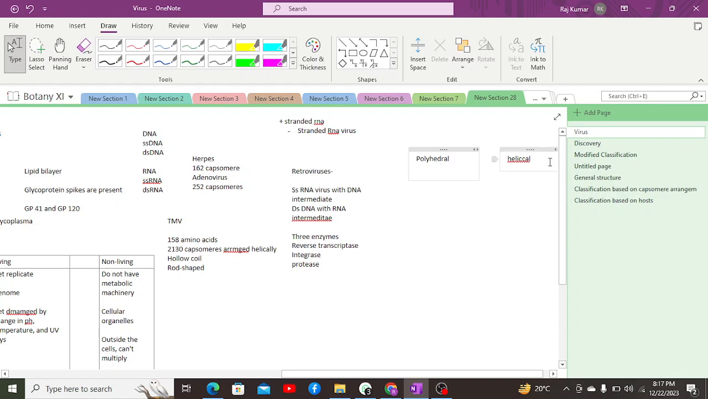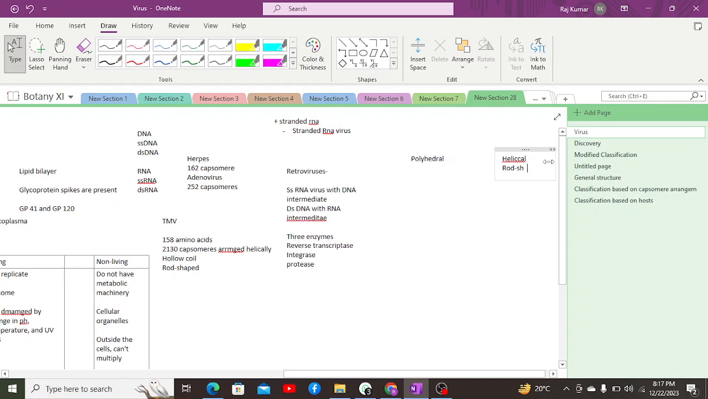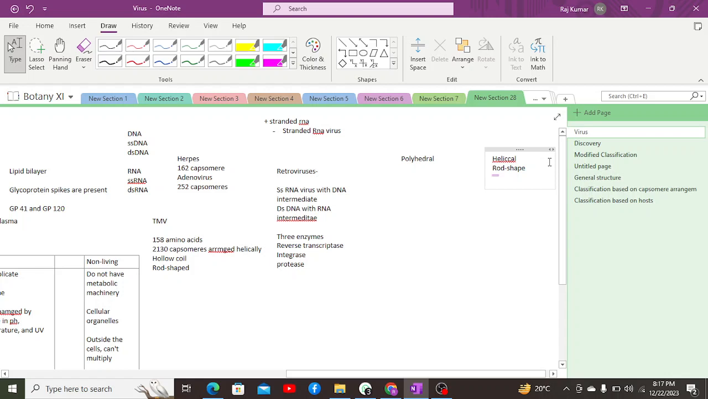Here, the helical shape can be divided into rod shape, example TMV, or circular shape, example HIV. Polyhedral shape is basically icosahedral. Icosahedral means a shape having 20 equilateral triangles, or 20 faces.